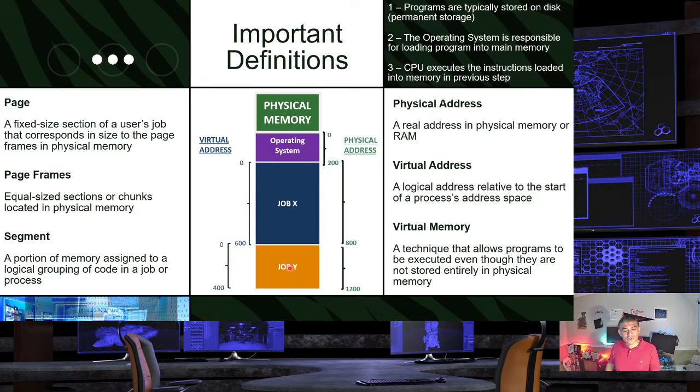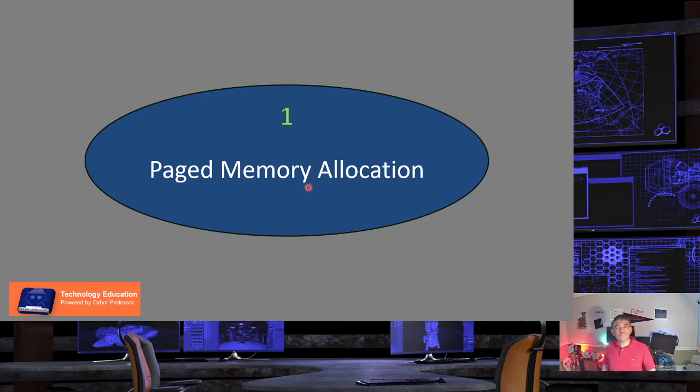The same applies for job Y. The starting virtual address for job Y is again 0, and the ending virtual address is 400. The 400 comes from the difference between 1200 and 800, which is the size of job Y. That is the difference between the physical address and virtual address, explained with a high-level diagram of our physical memory. Now we move to the first memory allocation system we will review today, and that is the paged memory allocation.